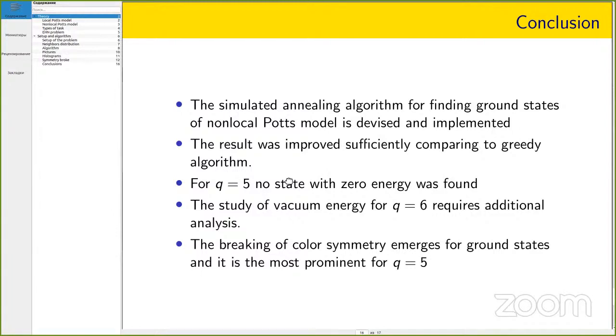In order to study this, one should first choose optimal parameters of the simulated annealing algorithm, and eventually go to the continuum limit.